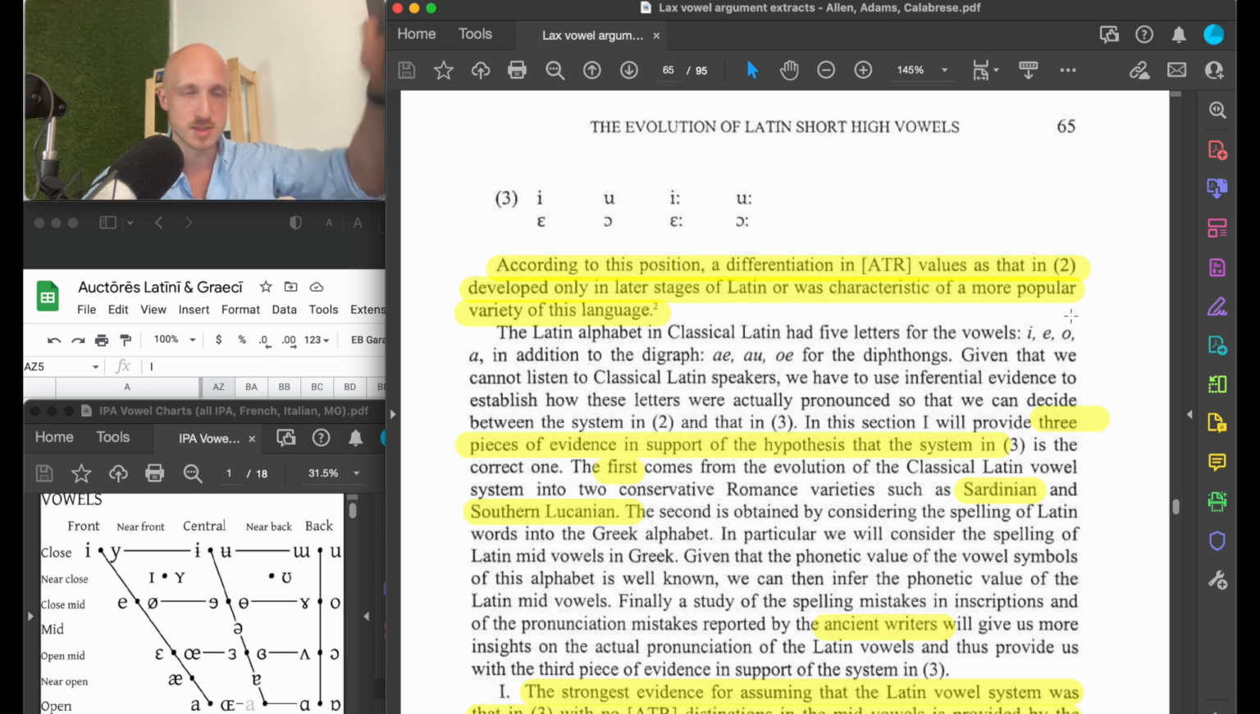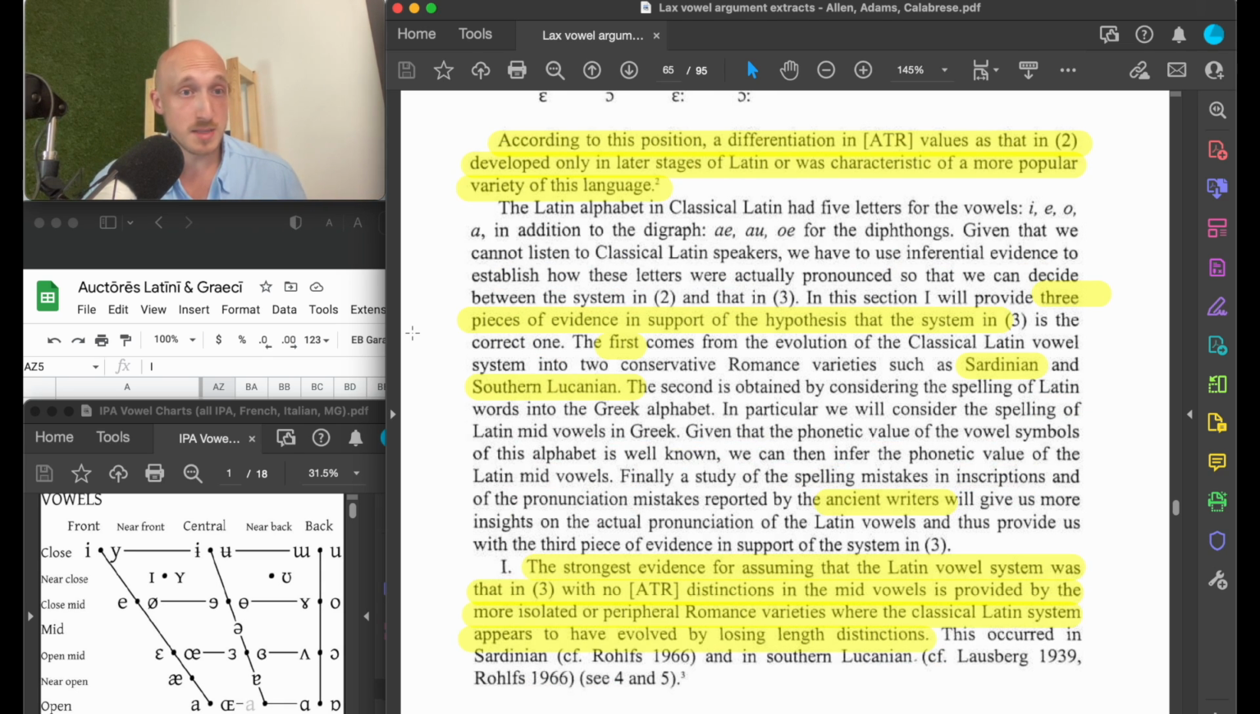Now, as we established above, and Adams went into much more detail that we skipped over, the difference between a popular vulgar Latin versus some upper class one essentially doesn't exist. Calabrese uses 3 pieces of evidence to support this. The first comes from the classical Latin vowel system coming into Sardinian and Southern Lucanian, also North African, he'll talk about as well. The second part of the argument is about transcriptions in Greek.